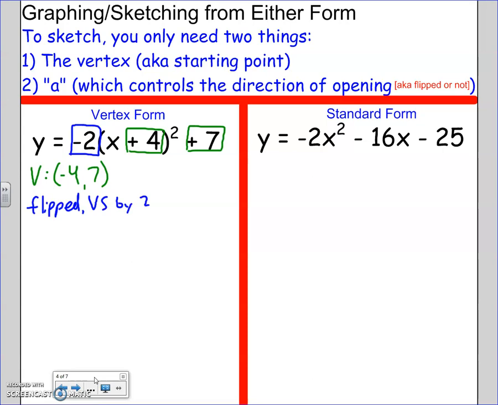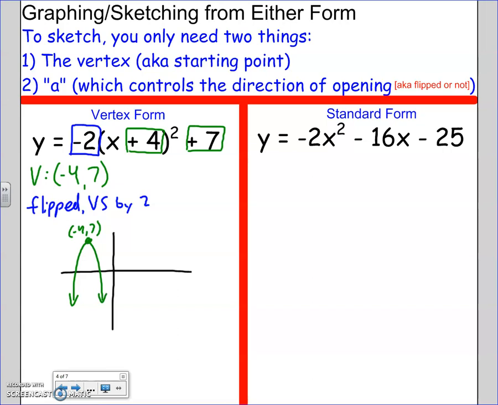Now we will graph. The vertex is (-4, 7), because I went left 4, up 7. Let's label that (-4, 7). Then the U is upside down and stretched. That's all we know. So there's a graph.